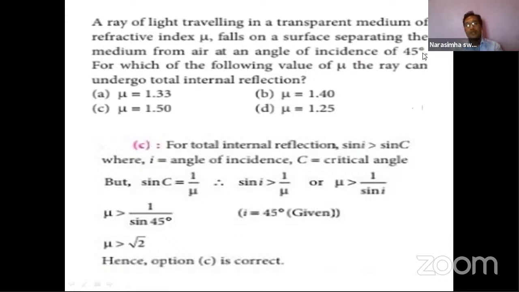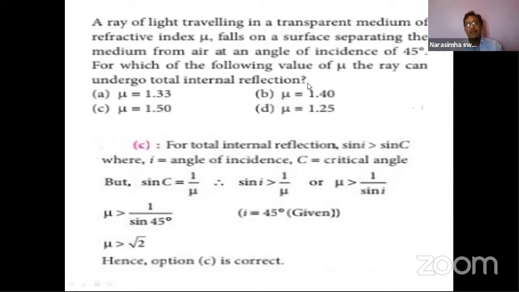Right. So the ray is initially traveling in a transparent medium whose refractive index is mu, and falls on the interface of two media, that is this transparent medium and the air medium, at an angle of incidence of 45 degrees. Now, for which of the following values of mu can the ray undergo total internal reflection?